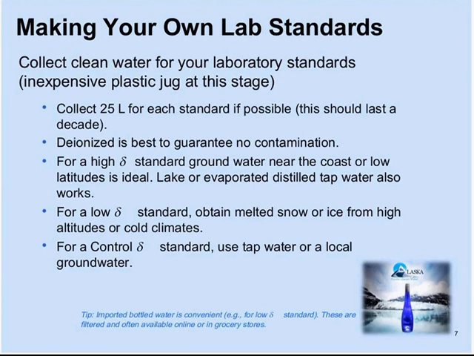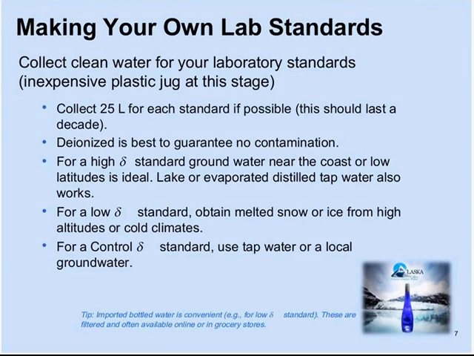For your high delta standard, if you're in a particular location, you may consider groundwater at the coast or low latitude, or do your own distillation or evaporation to get a high delta value. For a low standard, if it's available, you could melt snow or obtain ice from a high altitude or a cold climate. And for a control, you want to use something in between. So that's something that you typically would be measuring that's similar to your samples.